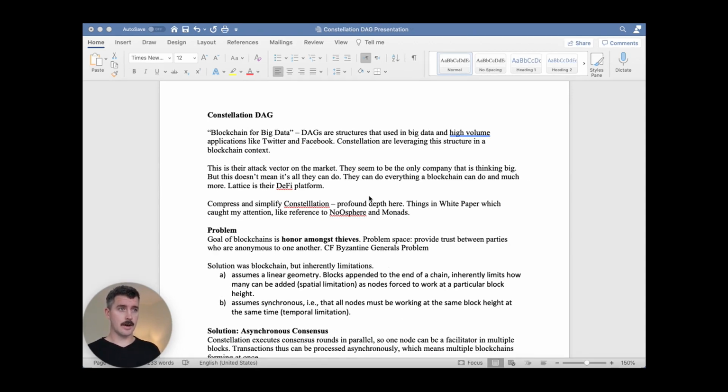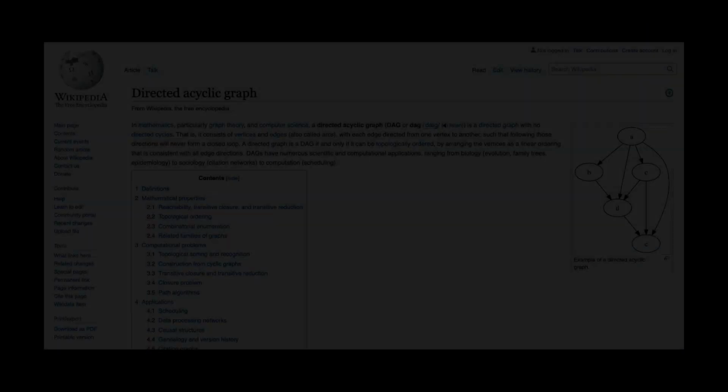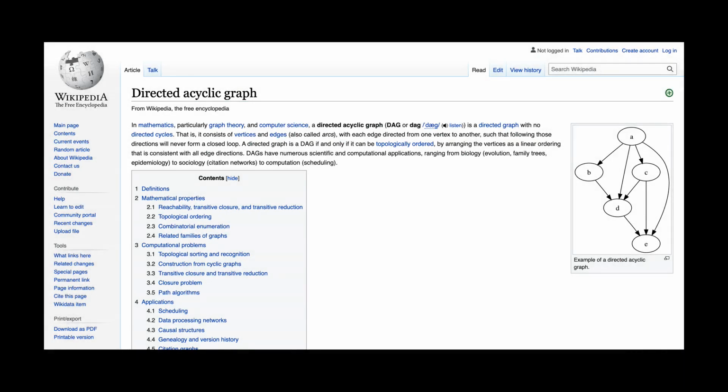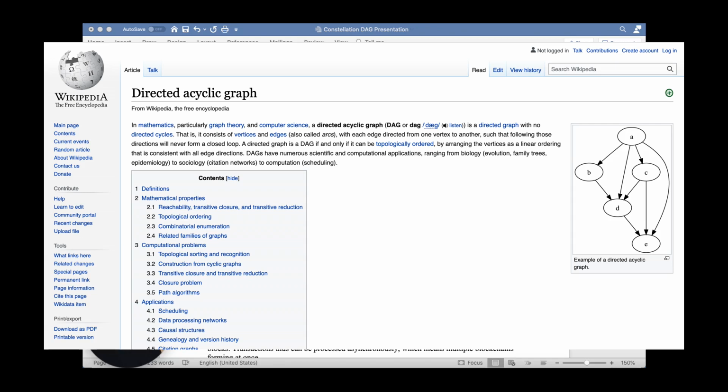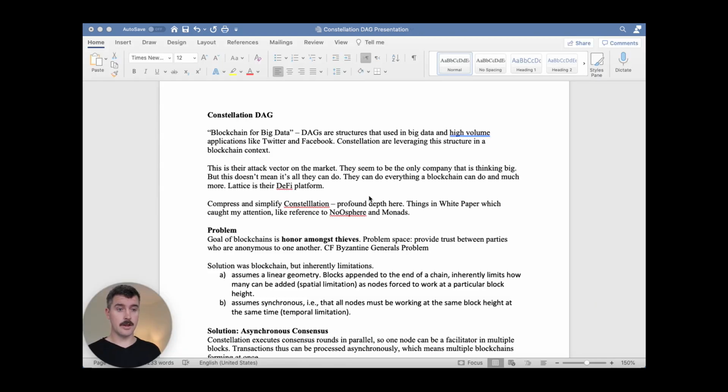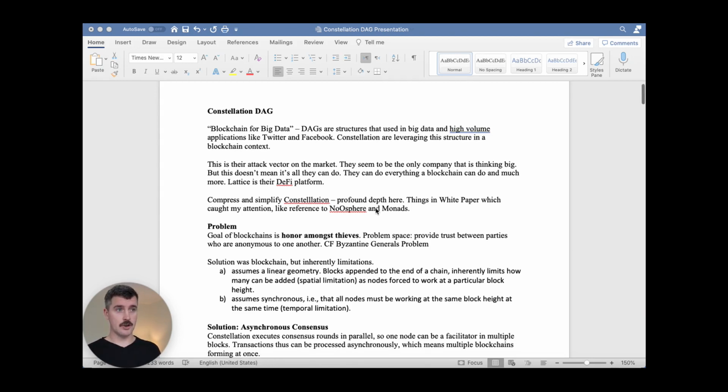DAGs are distributed acyclic graphs. DAG actually stands for directed acyclic graph, not distributed, but in the case of Constellation DAG, the graph is actually distributed out amongst the devices. So just an error there when I call them distributed. DAGs are structures that are used in big data for high volumes of data, and they're used in consumer applications like Twitter. And so what Constellation are doing is leveraging this data structure in a blockchain context.